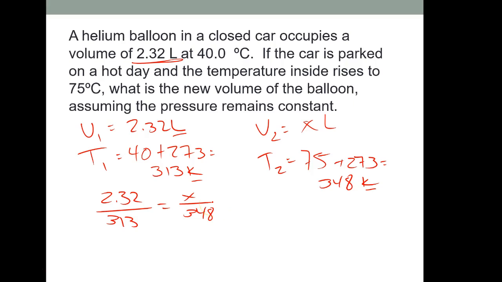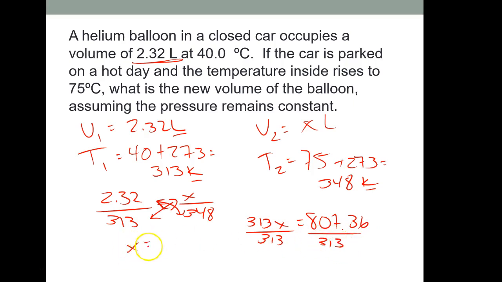And so the way I would normally solve a problem like this is I would cross multiply. Okay, so I get 313 times x equals, and then I would do 2.32 times 348. I get 807, and then I would divide by 313. Now I'm writing these steps out, and if you struggle with algebra, this is definitely something that you want to write out. You don't want to try to do it all in your calculator, all in your head. And I got 2.58.